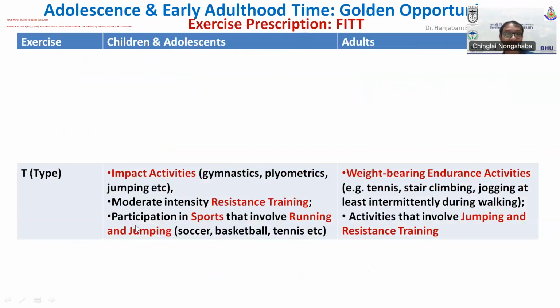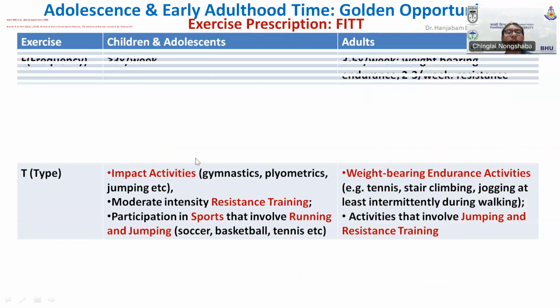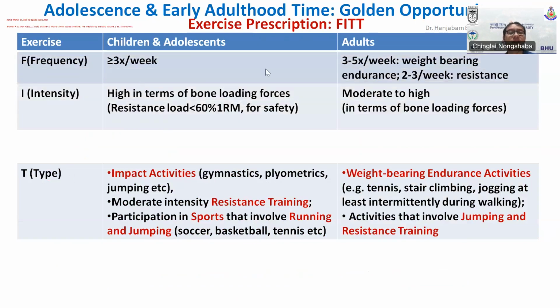Moderate intensity resistance exercise can be given. Participation in sports which involve running and jumping, like soccer, basketball and tennis. For adults, weight bearing endurance activity can be done, like jogging intermittently during walking or stair climbing. Tennis is also an activity which involves jumping and resistance exercise. It can be incorporated, say 3 times per week.